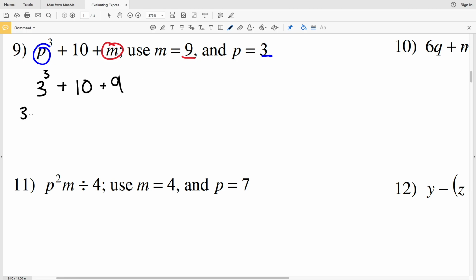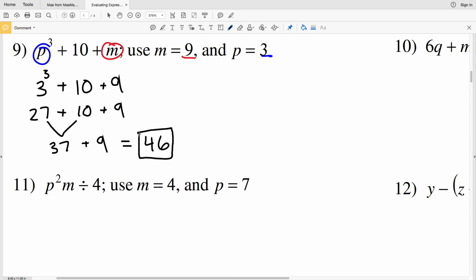Now 3 cubed is 3 times 3 times 3. 3 times 3 is 9, 9 times 3 is 27. So 3 cubed is 27, because we're evaluating that exponent first. Plus 10 plus 9. Let's go ahead and do 27 plus 10 to get 37, plus 9, and that's going to be equal to 46. So 46 is the answer for number 9.